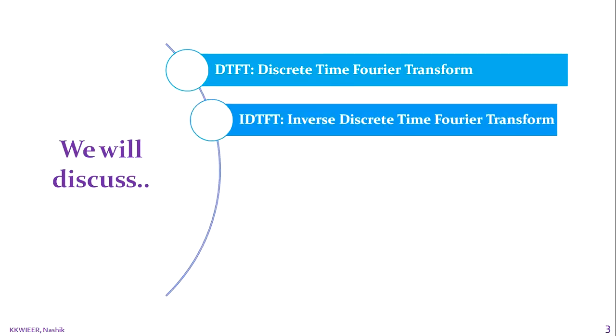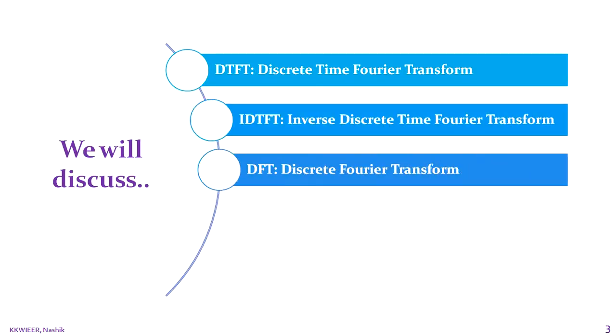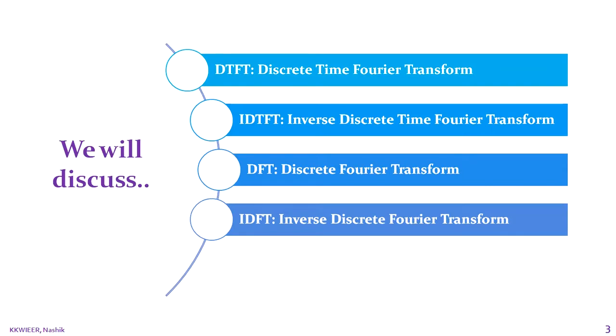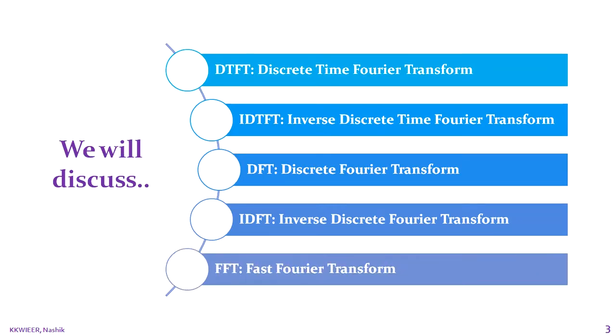So these are the different forms, or you can say transforms. That is, DTFT is nothing but discrete time Fourier transform. IDTFT is nothing but inverse discrete time Fourier transform. DFT is discrete Fourier transform. IDFT is the inverse of that DFT. And the last one is FFT, that is fast Fourier transform. Let us start with the DTFT.